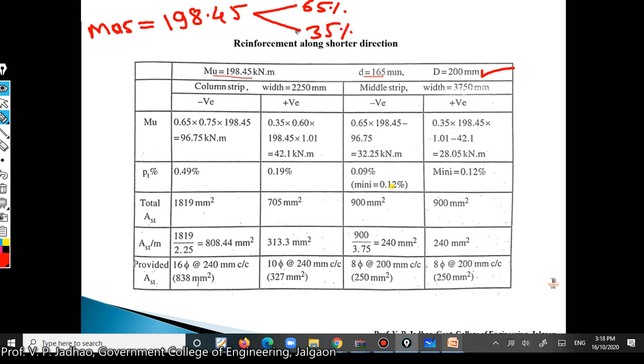Okay, so now we are calculating for the column strip here and for the middle strip here. Along the column strip, we will have some negative bending moment and some positive bending moment. Along the middle strip, again we will have some negative bending moment and some positive bending moment. Now, how are these negative and positive bending moments distributed?